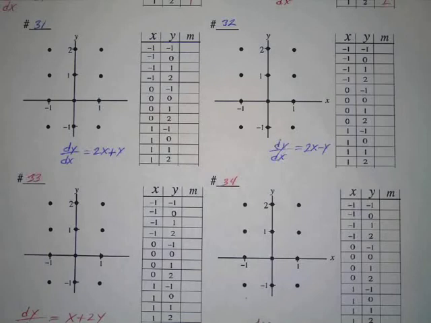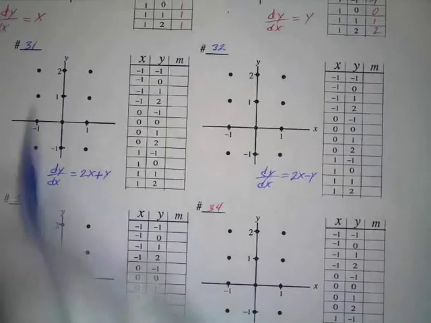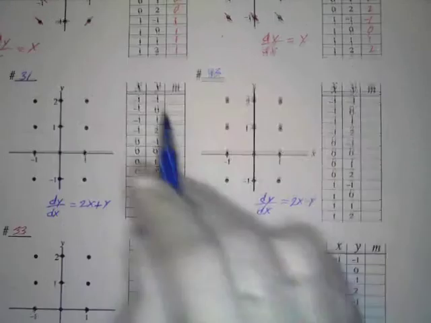Okay, some more problems here on section 6.1, some more slope fields, and this is number 31. So this was dy dx equals 2x plus y. So again, we've got our 12 points that we want to graph the slope. So let's fill out our table over here.